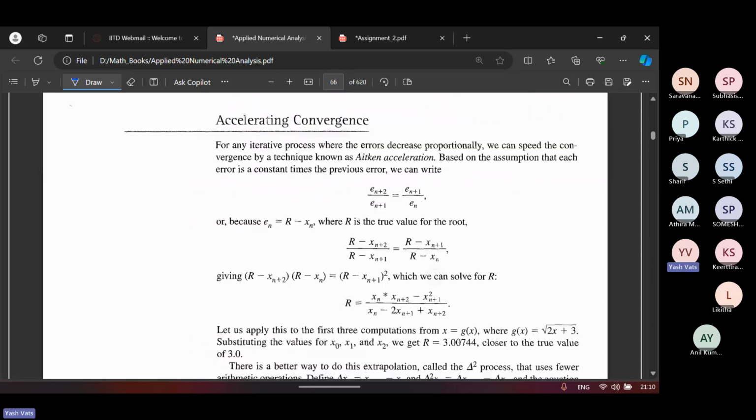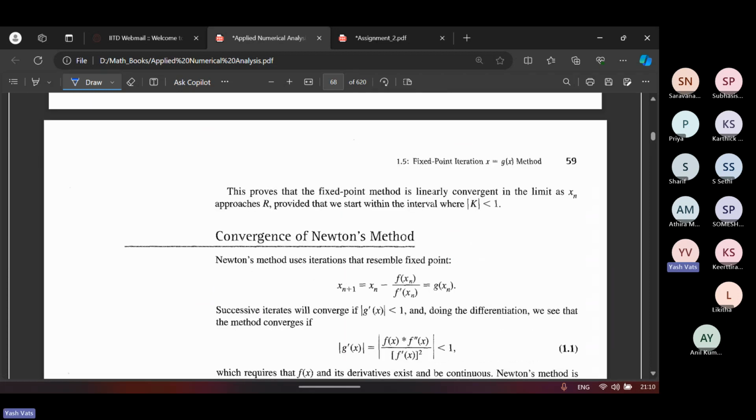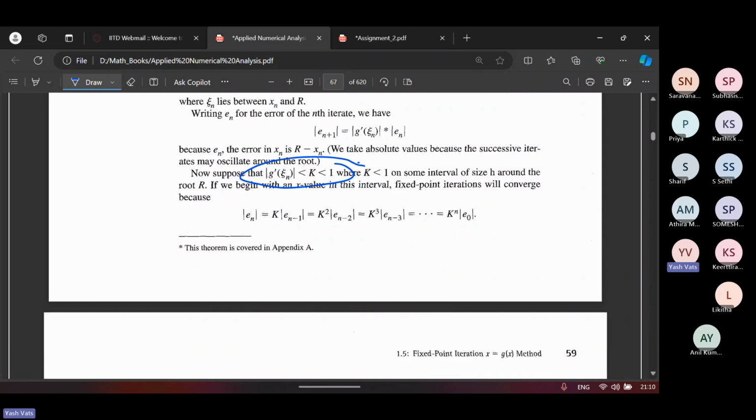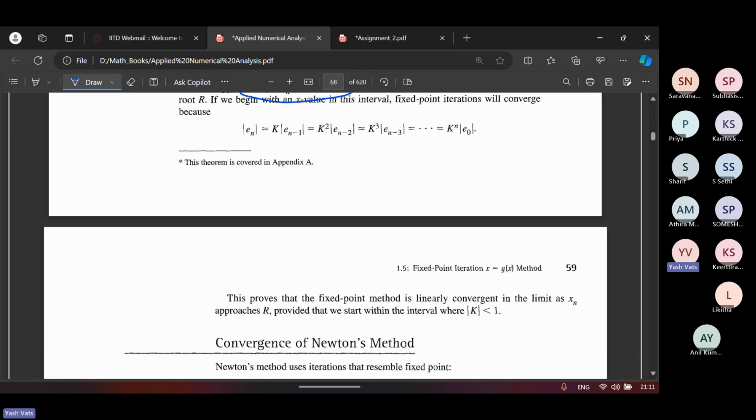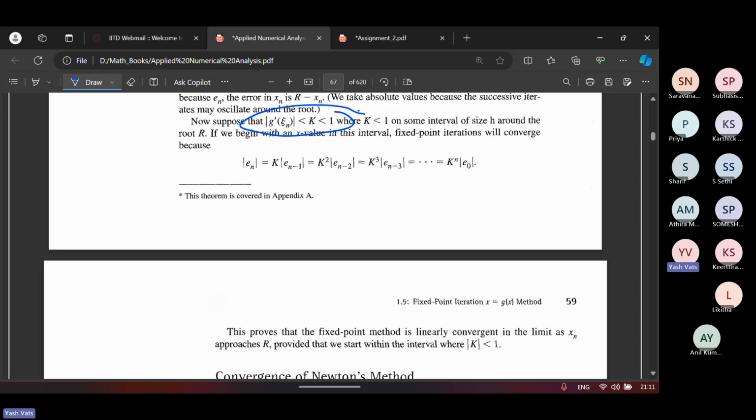In this relation, I just go with that. So you can see the proof of it here, that this should hold around the root r. The modulus value of g prime should be less than 1 over that interval. All right.